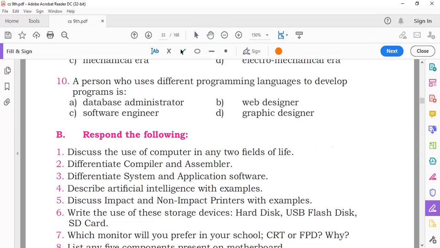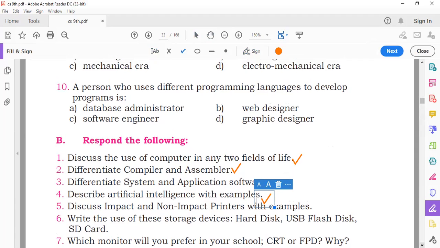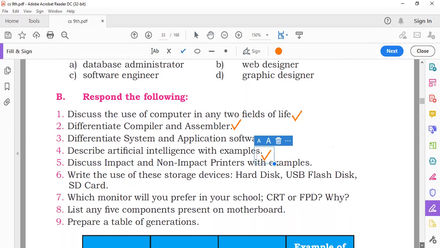I need to take a pencil. Okay. First, discuss the use of computer in any two fields, and then differentiate the compiler and the assembler. Describe artificial intelligence with example. These are the questions you have to cover.